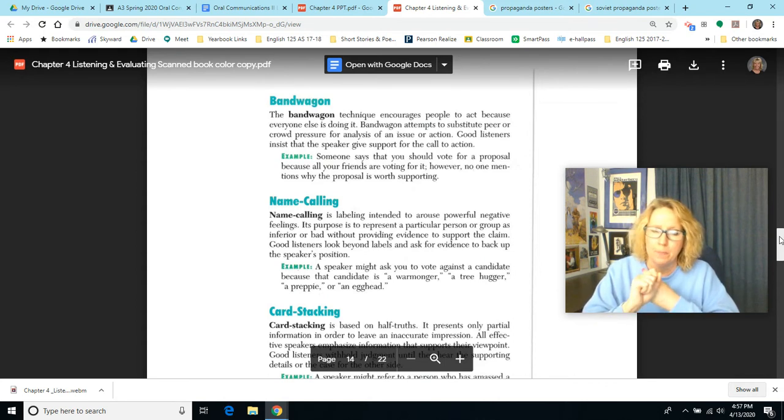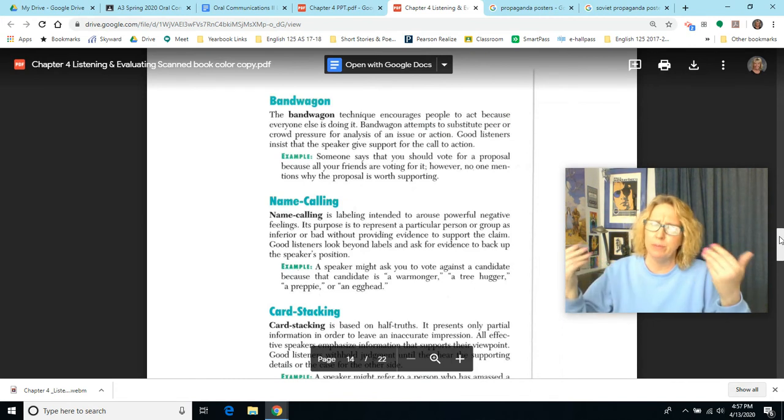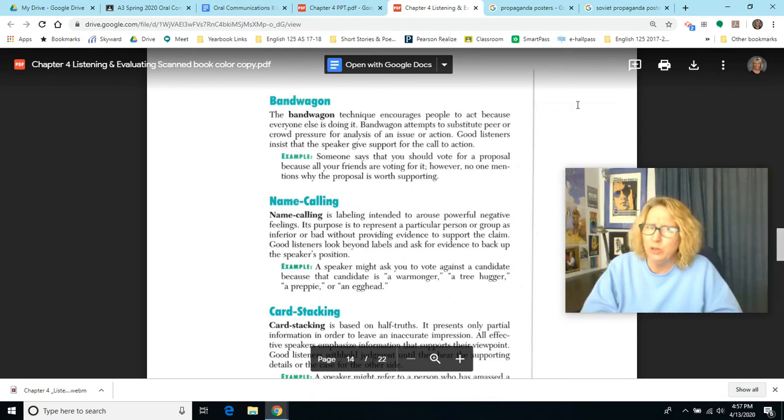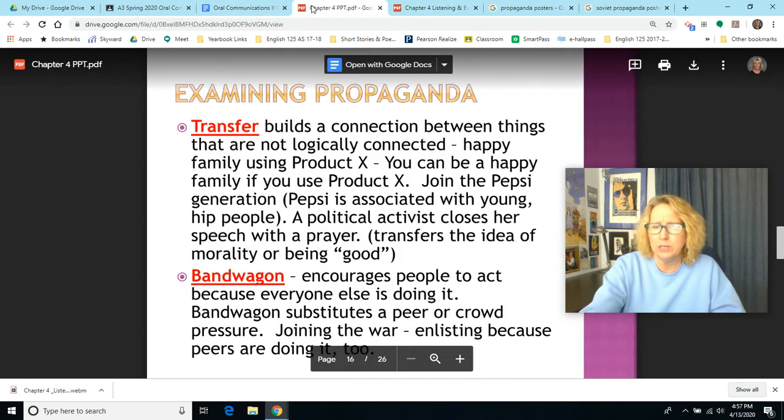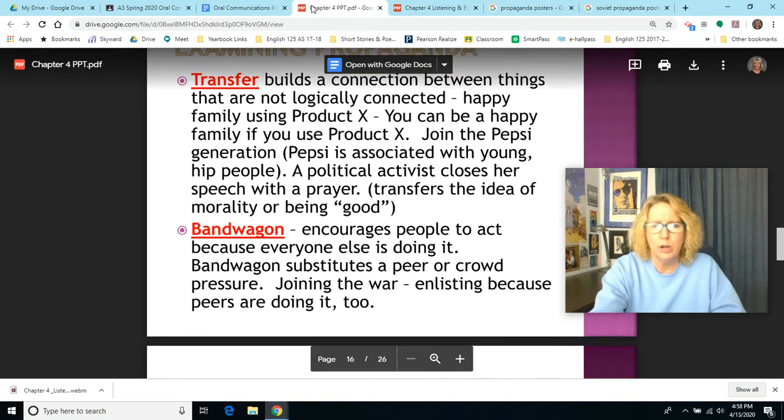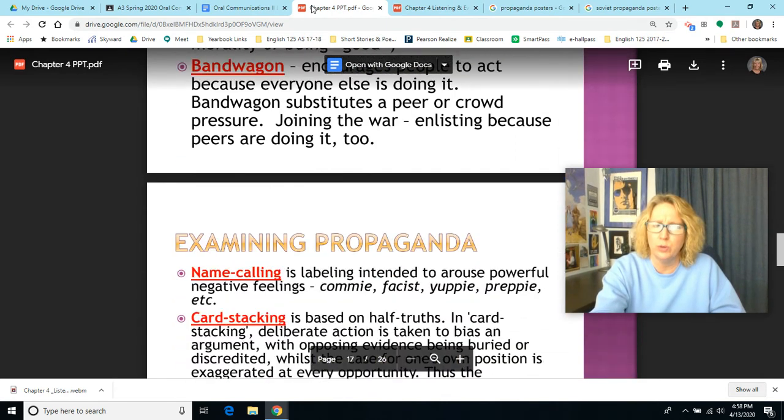Now, I would have to say that in our study of Abraham Lincoln, when we learned that his son Robert wanted to join the cause to fight for the Union, there was a lot of that feeling of bandwagon, that people should act because everybody else is doing it, right? If you see the whole world is and you show up and you don't have a uniform on, oh goodness. So in my PowerPoint, it says joining the war, enlisting because others are doing it too.